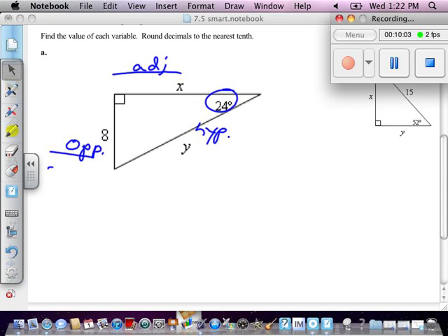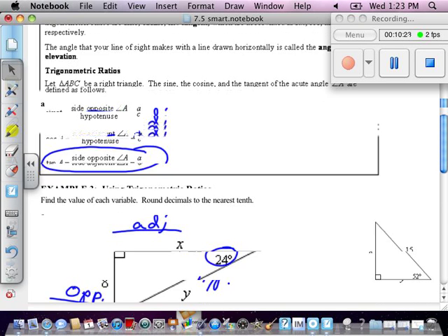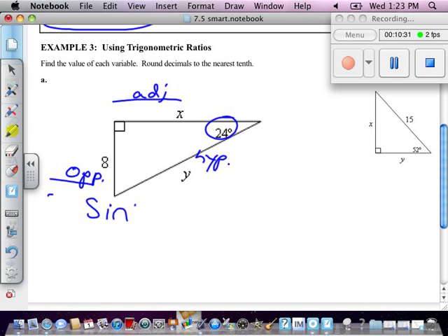So again, we've got 24. And if we're looking at y, we've got hypotenuse and we've got opposite. This is where we scroll up to the top of our paper. What deals with hypotenuse and opposite? Please raise your hand if you can tell me the answer. Yes, Elijah. Hypotenuse and opposite would be sine. Okay? So, we have, therefore, the sine of 24 equals the opposite over hypotenuse.